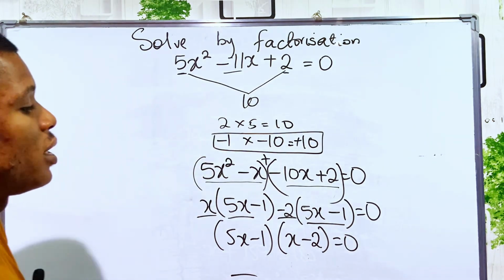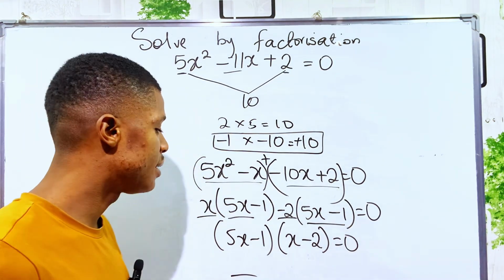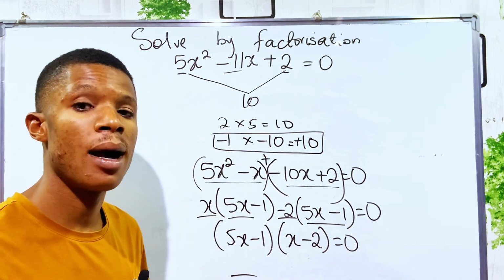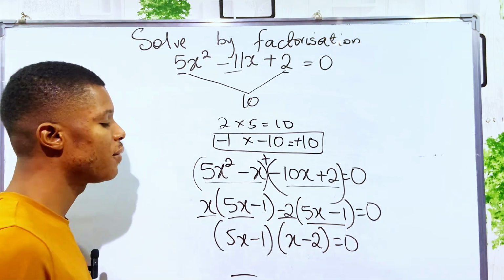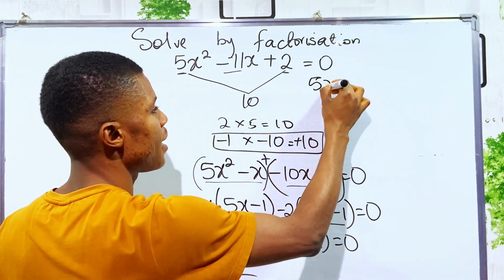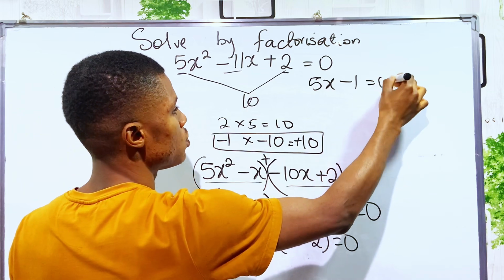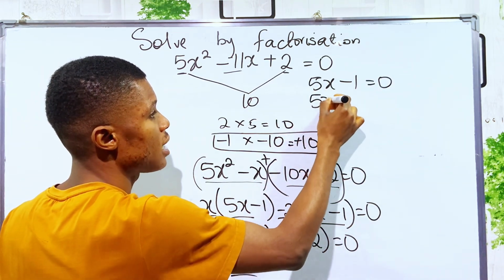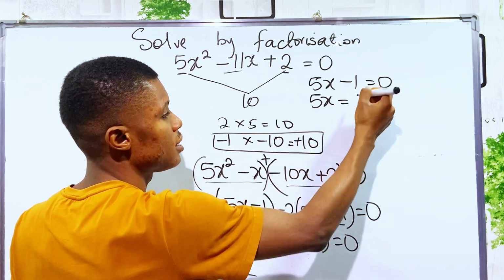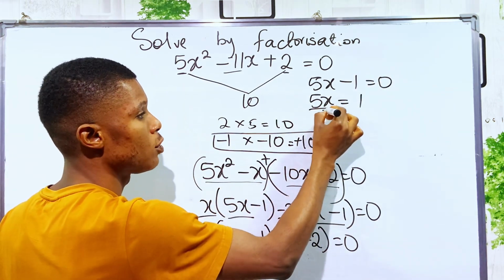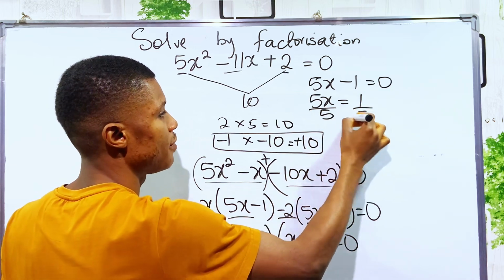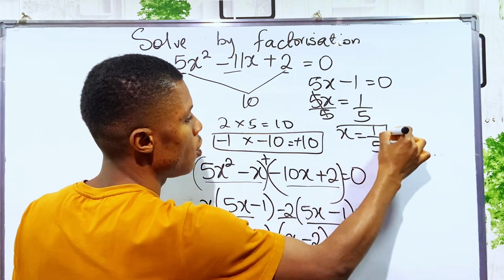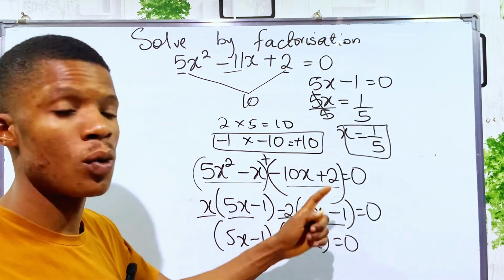Recall in quadratics, whenever you multiply two terms and it is equal to 0, that means one of them is 0 or both of them are zeros. So we pick the first bracket. When we have 5x minus 1 equal to 0, what then is the value of x? To get the value of x, we just have to shift, crossing the equality sign, it becomes 1, divide through by 5, and divide by 5. You divide by 5, x is equal to 1 over 5. Okay, one of the solutions is that x is 1 over 5.